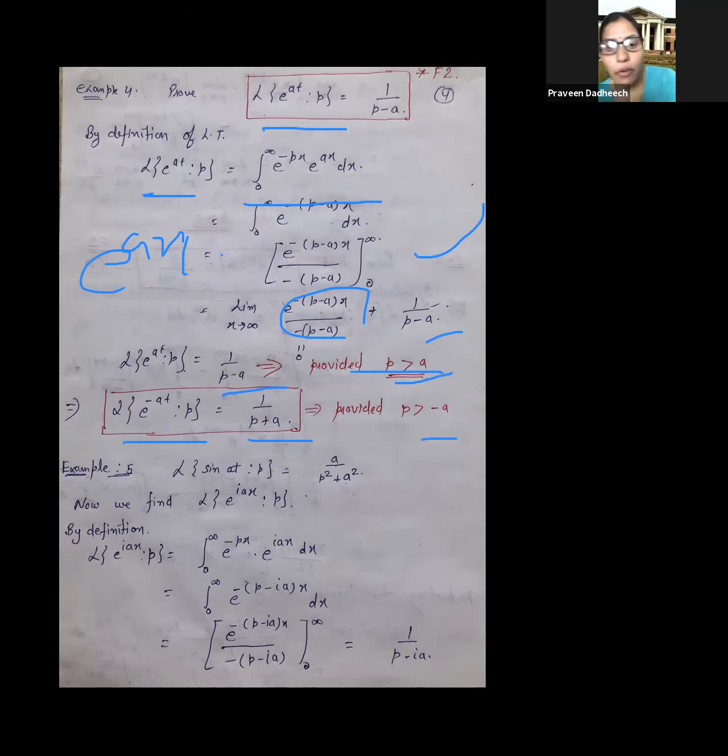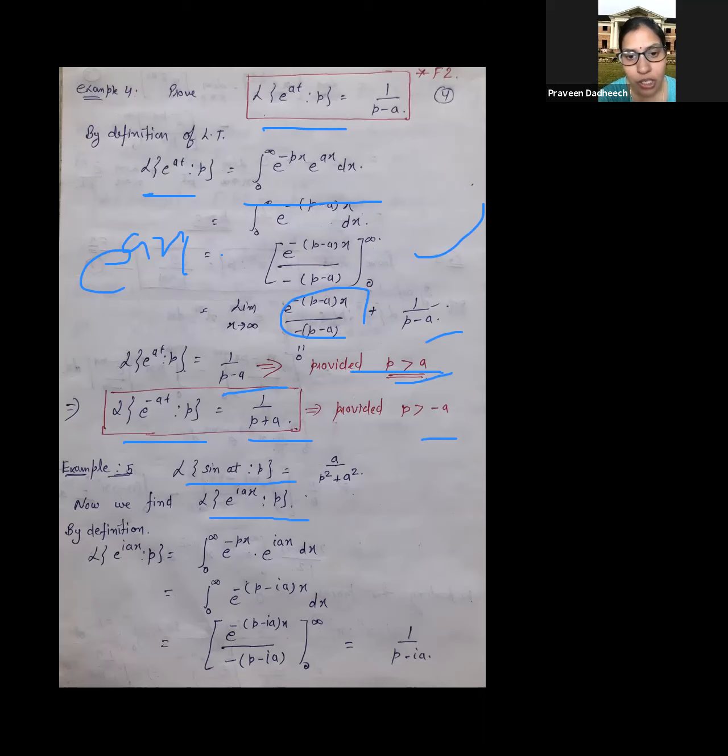Now we have to find the Laplace transformation of sine and cosine functions. We have to prove that the Laplace transformation of sin ax equals a over p square plus a square. For this, we will find the Laplace transformation of e to the power iota ax. This is a complex number e to the power iota ax.